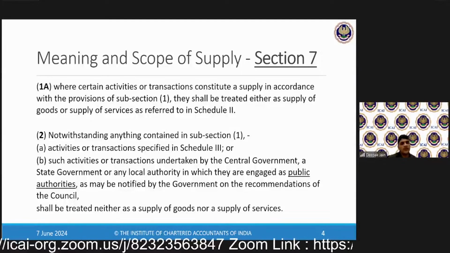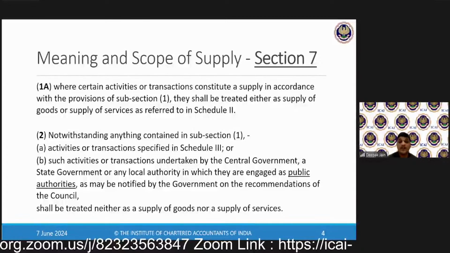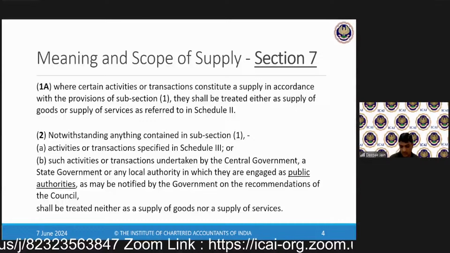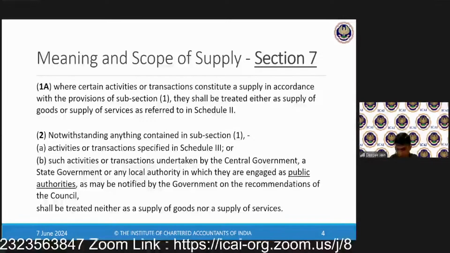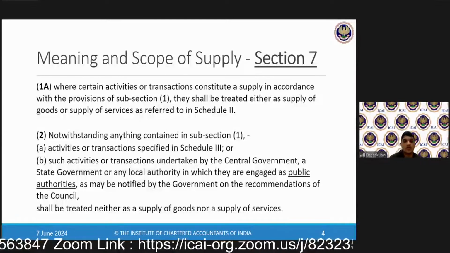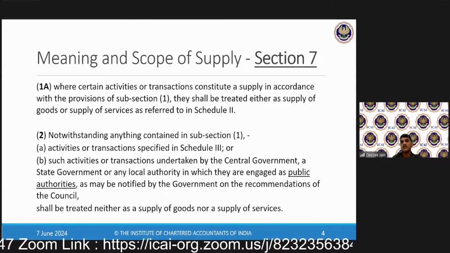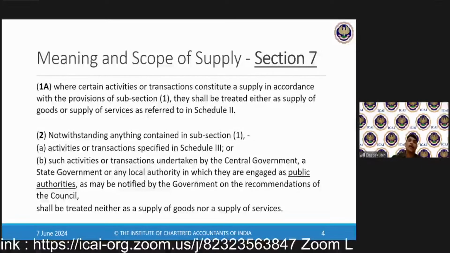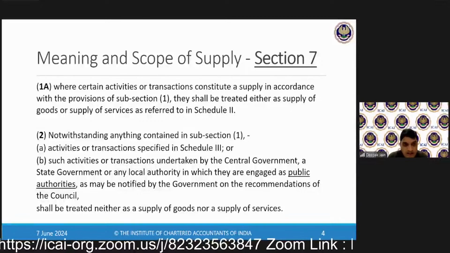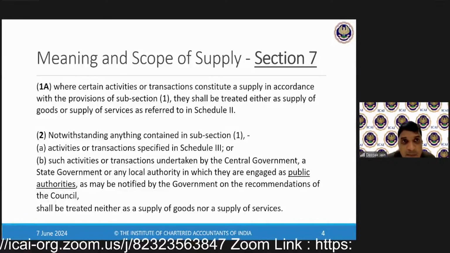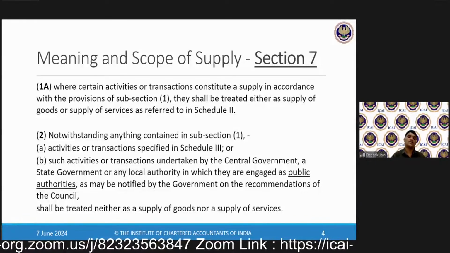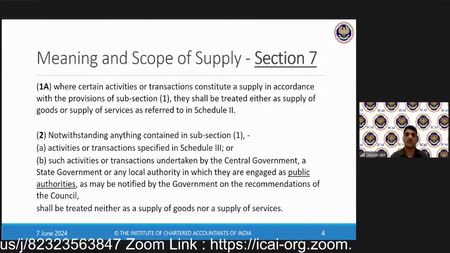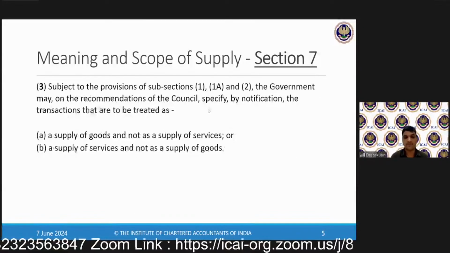Then any activities undertaken by the central government or state government in which they are engaged as public authorities, that is also out of the scope of GST. So what are the two things that will remain out of the scope of GST? First, the things mentioned in Schedule 3, and second, the activities of the central government, the state government and local authority where they work as public authorities, but their services have to be notified.